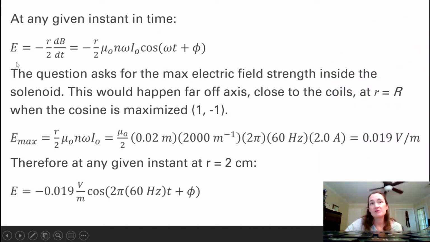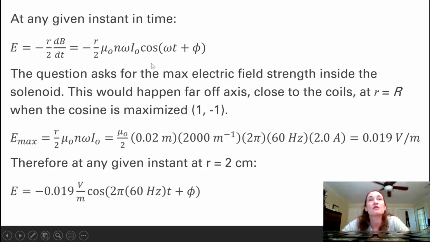Now, I can simplify that expression from the previous slide, and I can write my electric field as negative R over 2 times dB dt. Plugging in and finding what dB dt is, remember that if you take the derivative of a sine function, you get a cosine function. And if you take the derivative of sine omega t plus phi, you're going to get omega times cosine omega t plus phi. So then I multiply that times all those other constants that appear in there, and I end up with an electric field strength of negative R over 2 times mu naught n omega I naught cosine omega t plus phi. There you go.